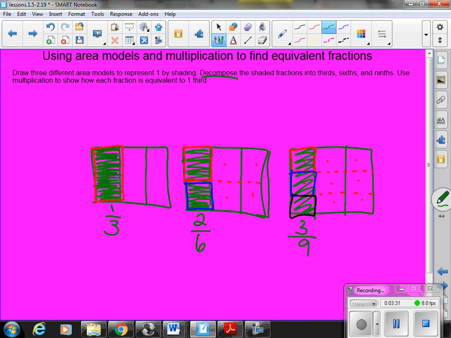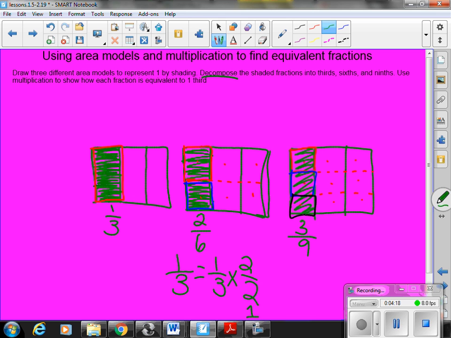Now I'm supposed to use multiplication to show how each fraction is equivalent to 1/3. The first one's not hard. 1/3 equals 1/3. But let's look at this next one. We want to figure out how 2/6 is equivalent. What did I do in order to get 2/6? When I look at it, I divided each third into 2 parts. By me drawing that one line, that allowed that to happen. So basically, I took 1/3 and divided the whole third into 2 equal parts. And so 2/2 is the same as 1.